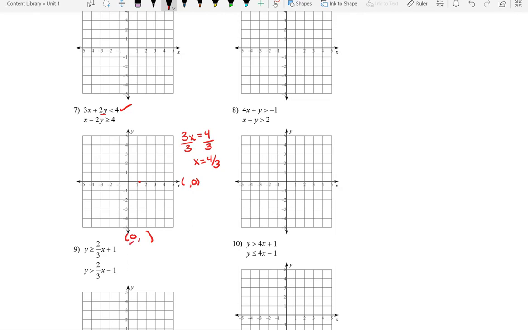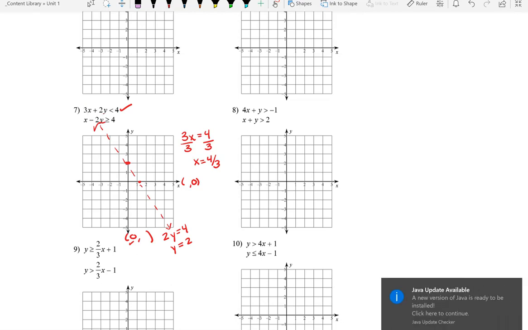Plug this into here, which makes this go away. I'm left with 2y equals 4, y equals 2. Perfect. Which is right there. Now I have my 2 dots. I can connect. Dotted line because it's not equal to. Perfect. Okay, so now I'm going to shade.